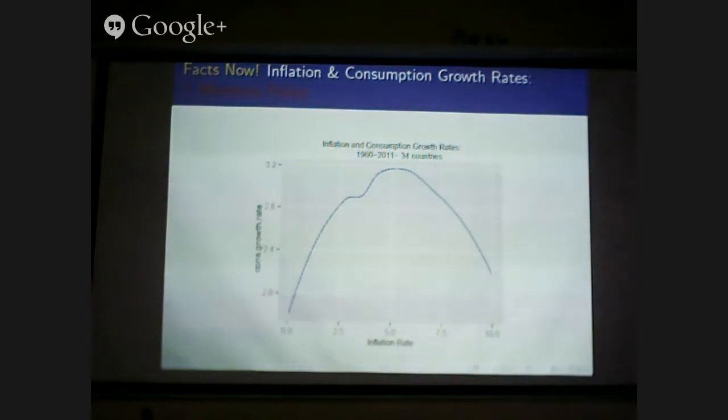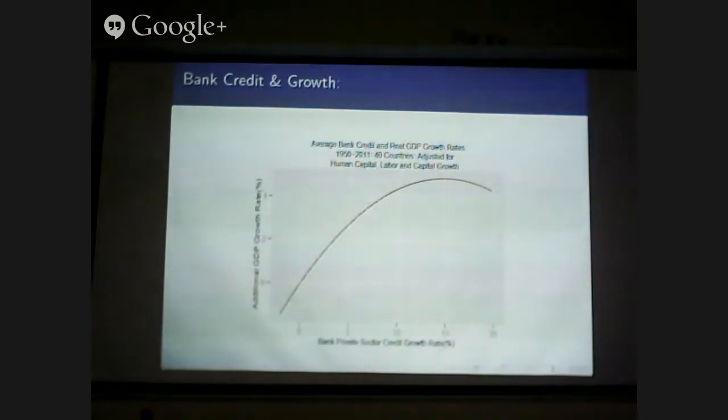This appears to be some type of evidence from real data. Now I'll show you a few graphs like that on the next one. Again, finance ministry, Reserve Bank governor, and so on. Now, this again is the average bank credit and real GDP growth rates.